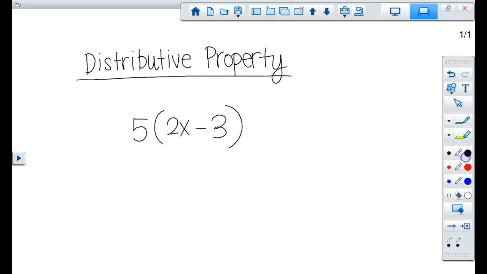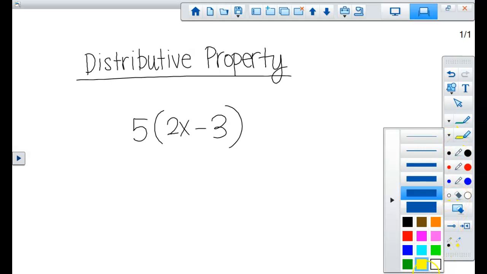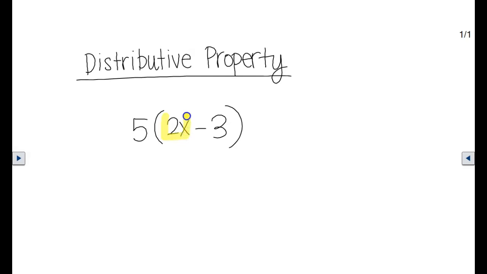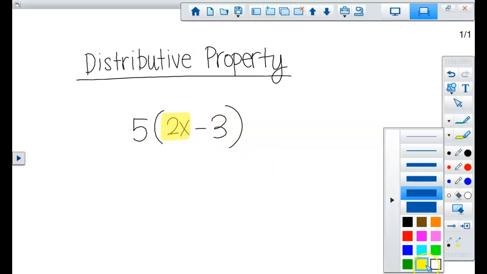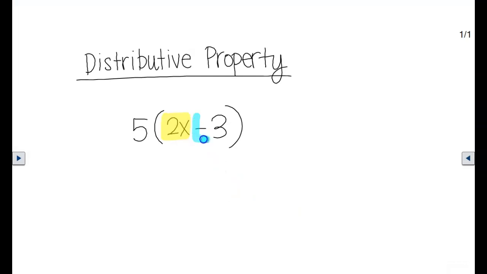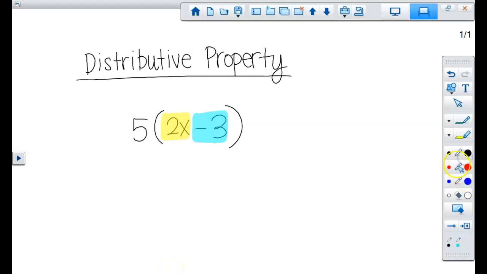Now, real quickly here, I want to remind you about the members of your group. The first member of your group here is 2x. And then I'm going to leave this minus sign in here with the 3. So that means the other member of my group is a negative 3. So remember, that was something that we tried to do there at the end when we were talking about distributive, is to recognize that that minus sign stays with the 3 and makes him a negative 3.